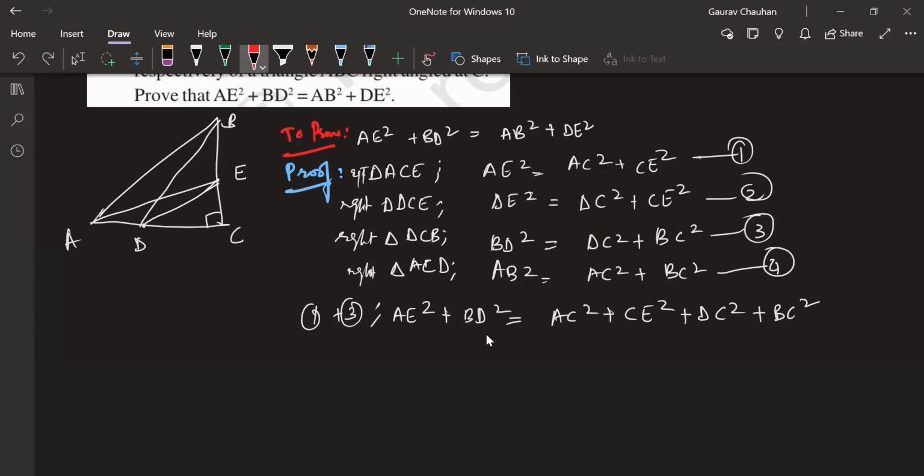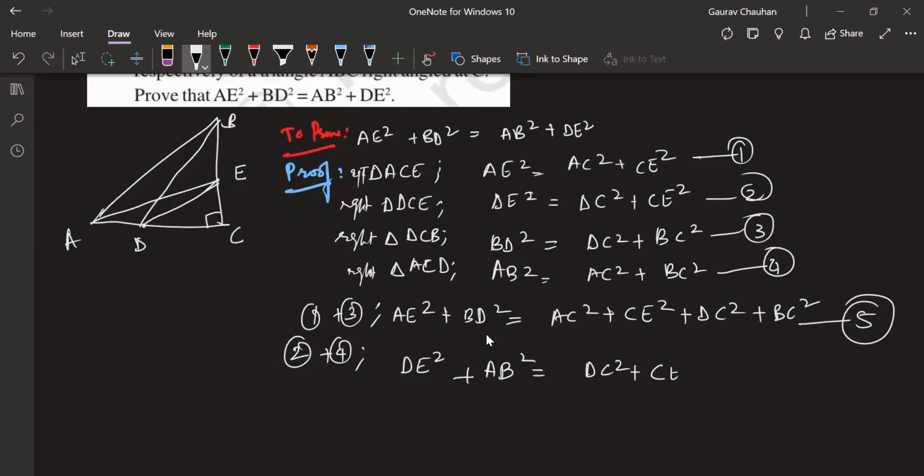We'll add equation 2 and 4, sir. We can mark this equation also as 5. It's not needed to add. We can just rearrange this here. Okay, actually you can do like how you were saying also. Chalo, let's do like you're saying. And we'll add 2 plus 4. Then DE square plus AB square is equal to DC square plus CE square plus AC square plus BC square.